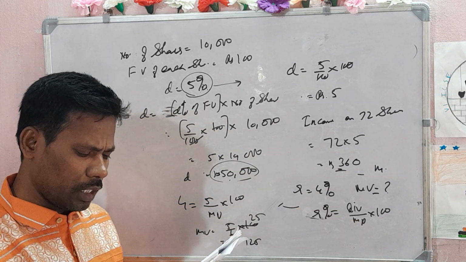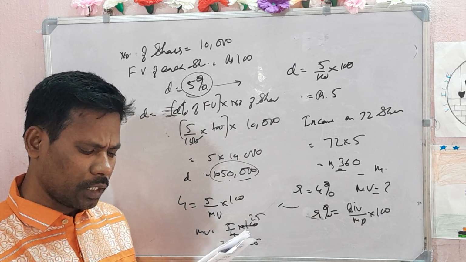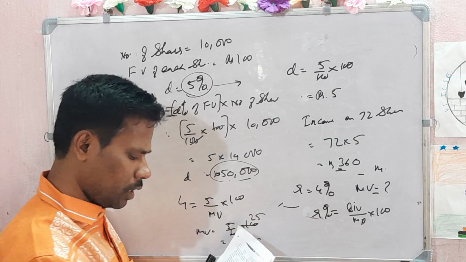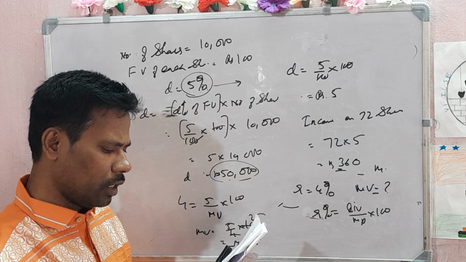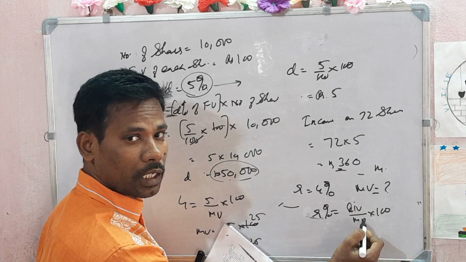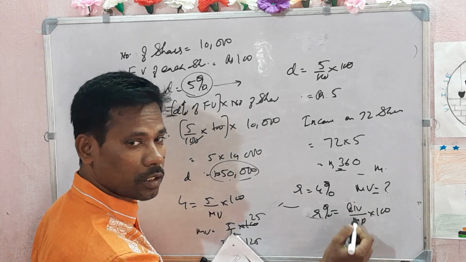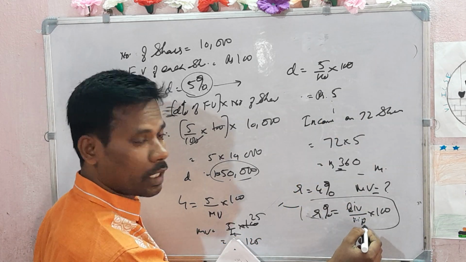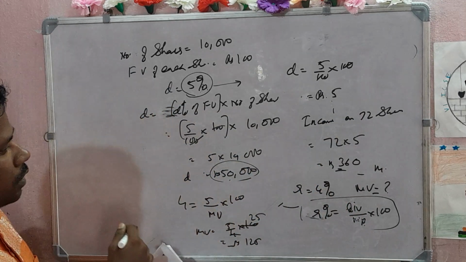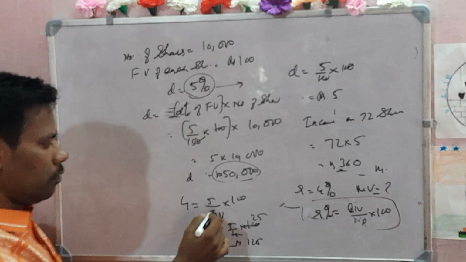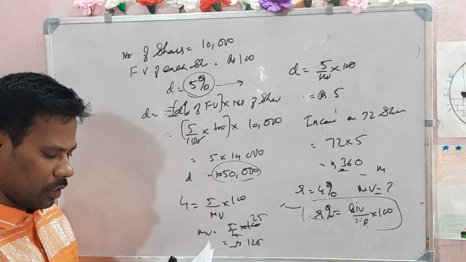Now the third bit is rate percent. If he received 4% on his investment, it means rate percent is equal to 4 on his investment. Find the price he paid for each share. So market value is being asked. This is the formula: the dividend we already calculated for 1 share, the market price we need to find out. So just plug in and replace the values. You will get the answer.